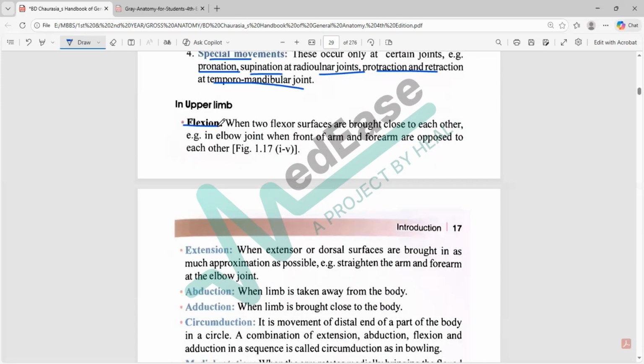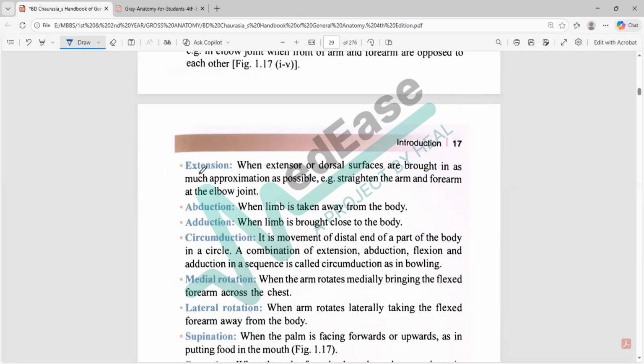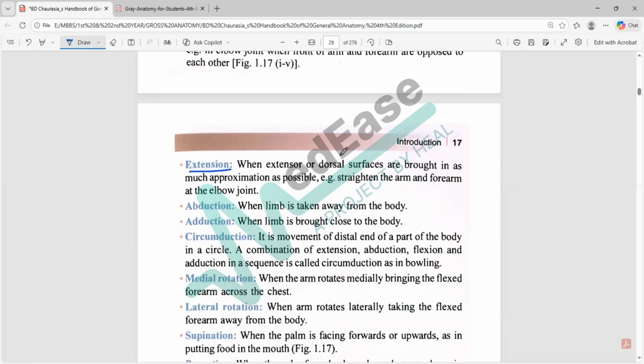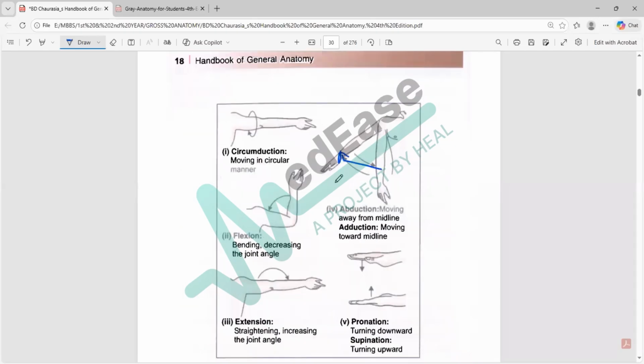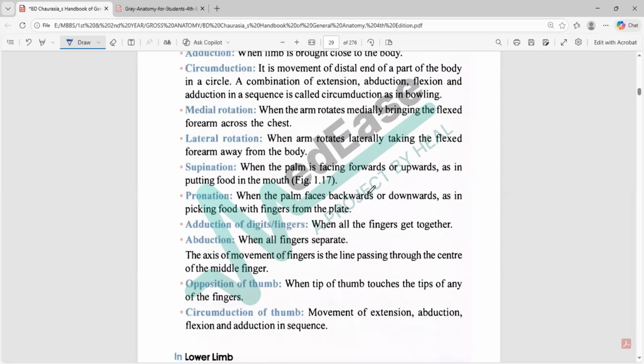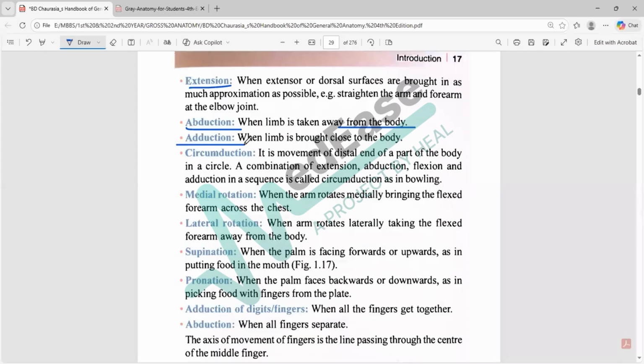Now, when we talk about flexion, what is flexion? Flexion means the two flexor surfaces are brought close to each other and the angle between them is decreased. Then we talk about extension. Extension means increasing the angle between the two structures. Then we have abduction. Abduction is defined when the limb is taken away from the body, or away from the midline. Here you can see this is our abduction, where the limb is taken away. When it is brought back towards the midline, it is known as adduction.